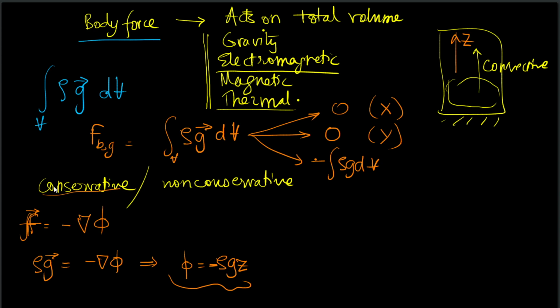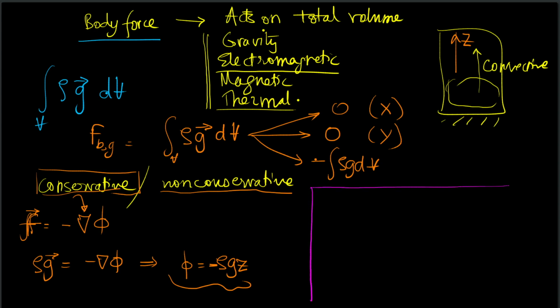So a conservative force field gives rise to a force which is the minus of the gradient of the potential, and the advantage is it just depends on the endpoints. The force acting just depends on the endpoints and not the path. A non-conservative force is path dependent, and I think you have studied such things in your class 12. So whenever it is required, we will make use of this fact, but as of now we don't really need it.